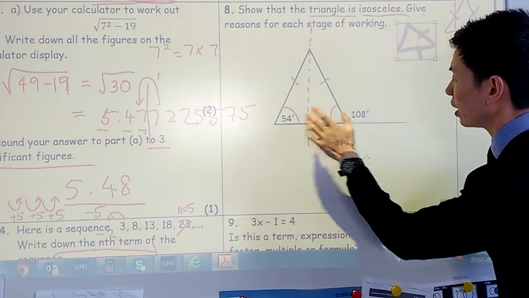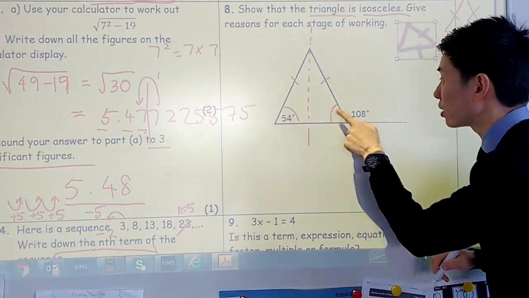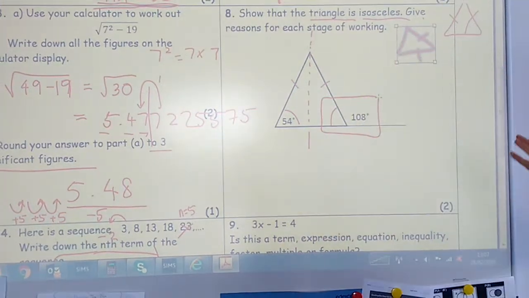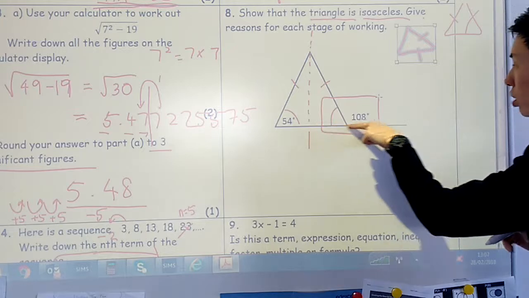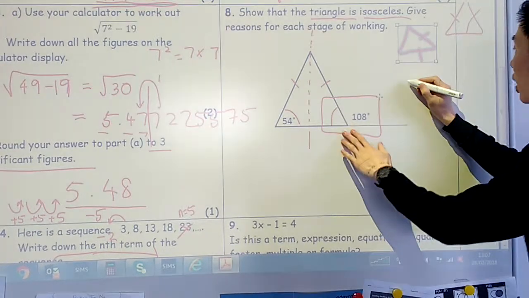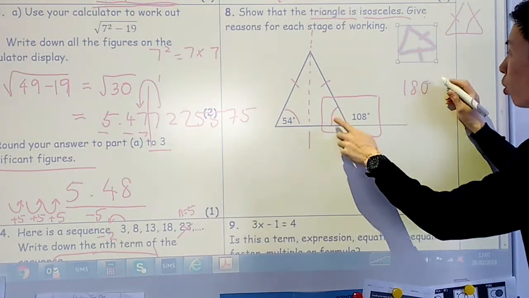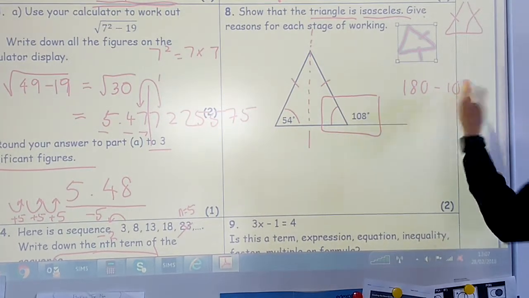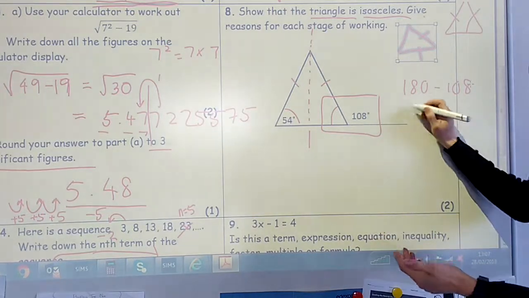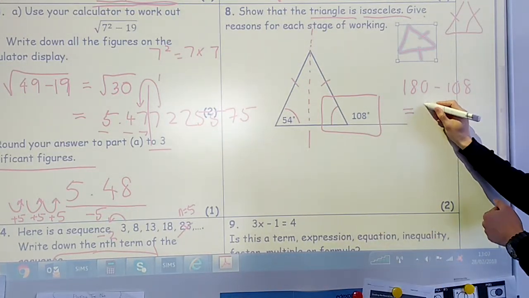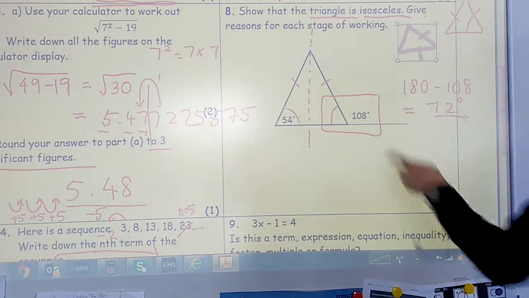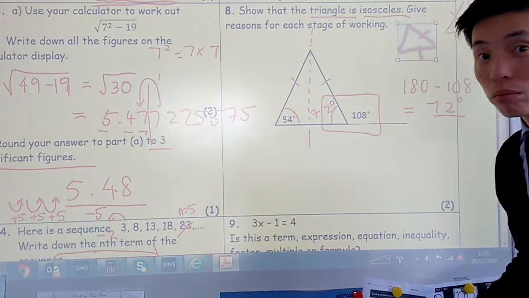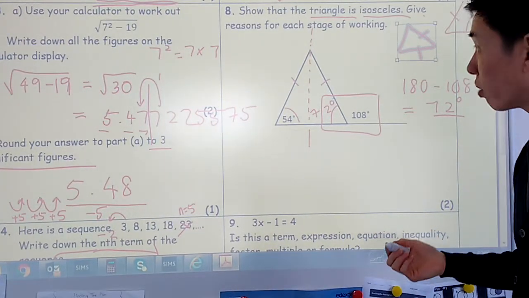So to find if this is an isosceles, I just need to prove if this is 54. Well, if you just narrow your focus onto these two angles here, it's on a straight line. And so, if you find out what that angle is, 180 take away 108, if you like, put it in a calculator, but it comes to 72 degrees. So this is 72 degrees and this is 54 degrees. So no, it's not an isosceles, right?